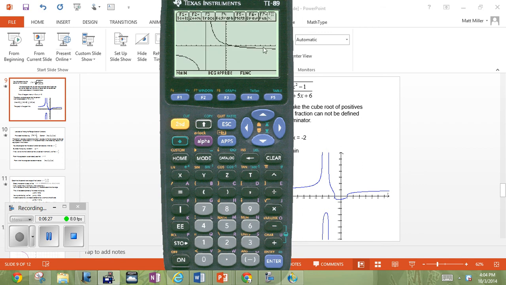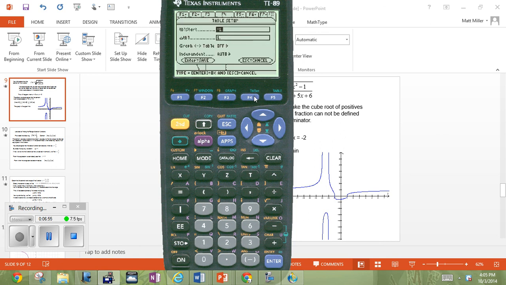And you say, how do you know that thing's never going to equal -2 for the y value? Well, here's what we're going to do. We're going to show you working with the table. So when I want to go to the table, these are F4 and F5 commands up here, but they're diamond green commands. So they're diamond F4 and diamond F5. So I'm going to go to diamond F4, where I set my table.